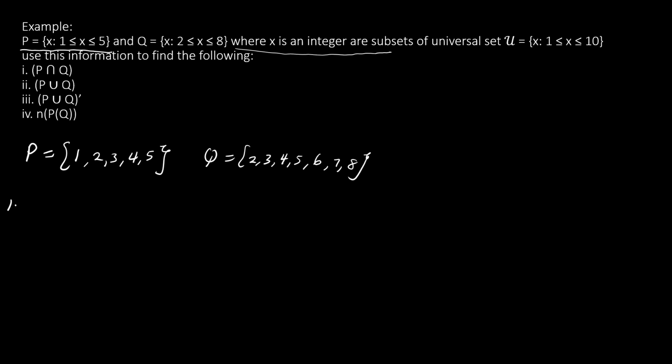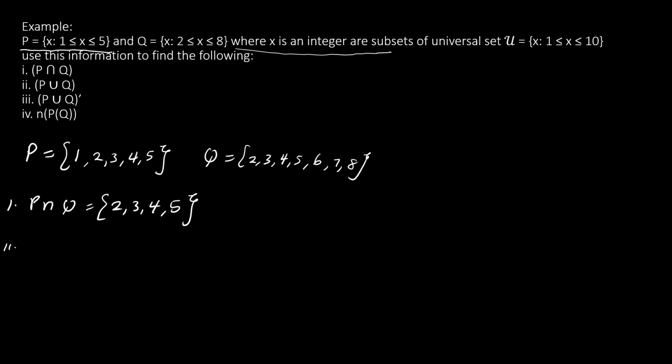So the first question is P intersection Q. Let's write the elements of this set P intersection Q. P intersection Q means the common elements between P and Q, and then we have 2, 3, 4, and 5. So this is the set P intersection Q.